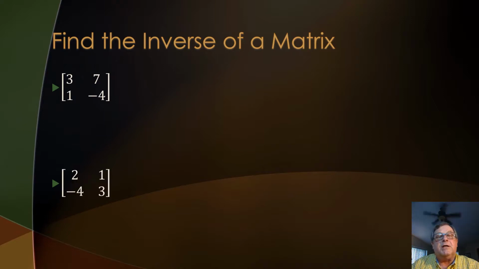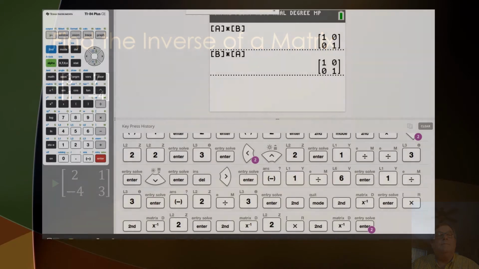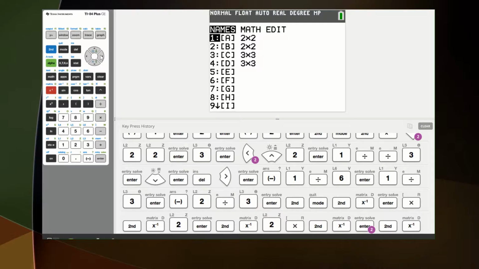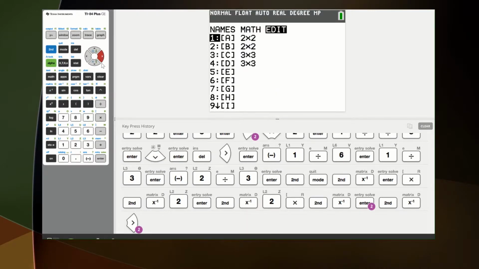So we got two matrices here, 3, 7, 1, -4, and then 2, 1, -4, 3. And we're going to find the inverse of both of those on the calculator. So let's move in that direction. All right, well, I've got two matrices that I want to enter, and then we're going to find the inverse of each. So I'm going to go into second matrix, and we're going to first edit matrix A.